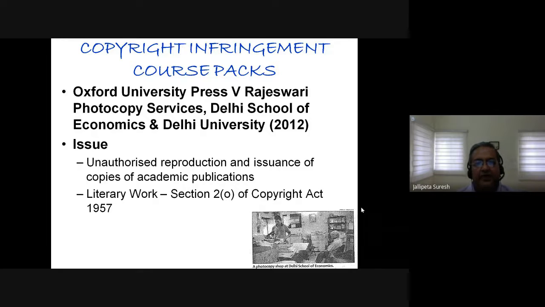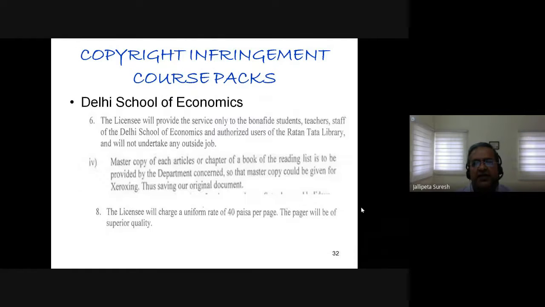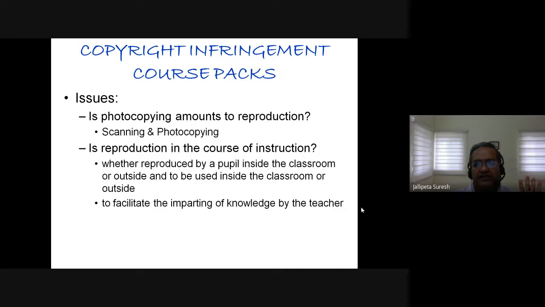We have very little time now. This case happened in the Delhi School of Economics. In that college, there was a photocopying center inside the college. The Department of Economics entered into an agreement with the photocopying center saying that we will give you a book or books, and you have to extract some pages from that book, copy them, and charge about 40 paise per page, and this should be given to the students. So they had an agreement with that photocopying center.